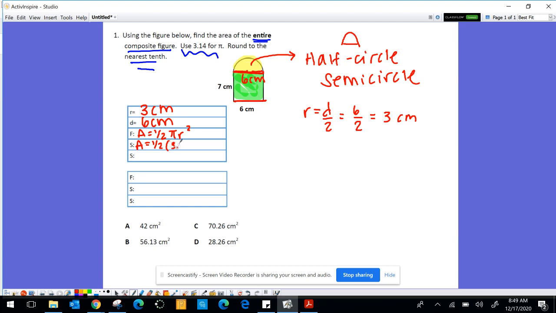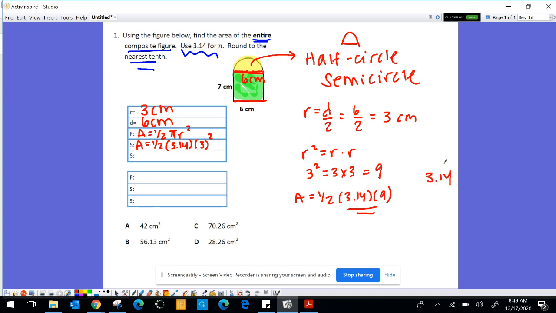Pi is 3.14. The radius is 3. We have to square it. Radius squared means radius times itself. So 3 squared is 3 times 3, which is 9. So our formula for area is half of 3.14 times 9. So we are going to multiply 3.14 by 9. And after we do that, we're going to divide by 2 because this is half of a circle.